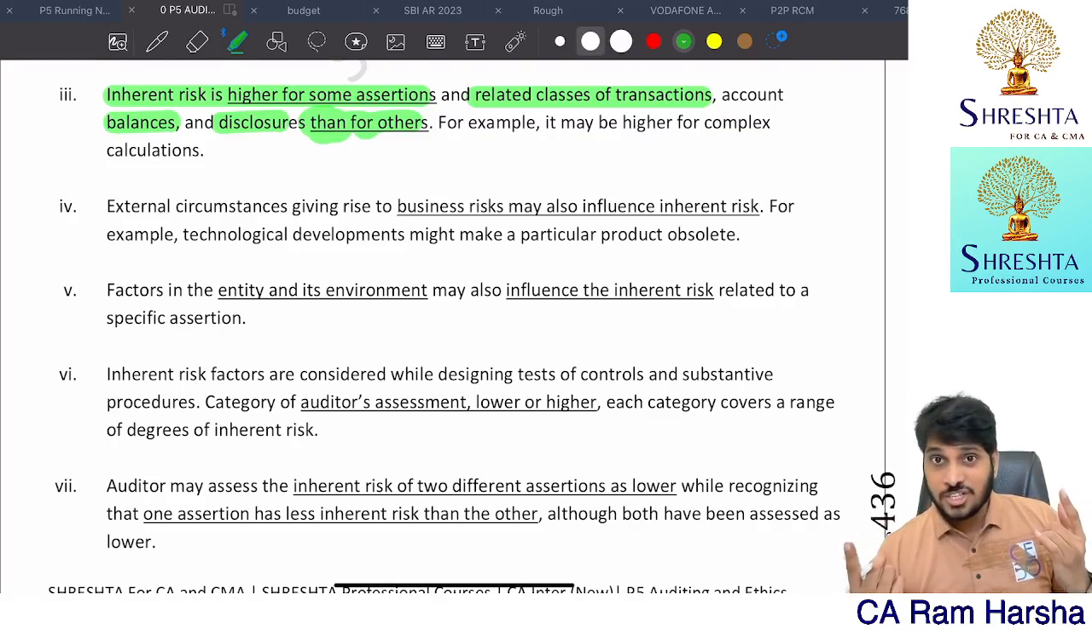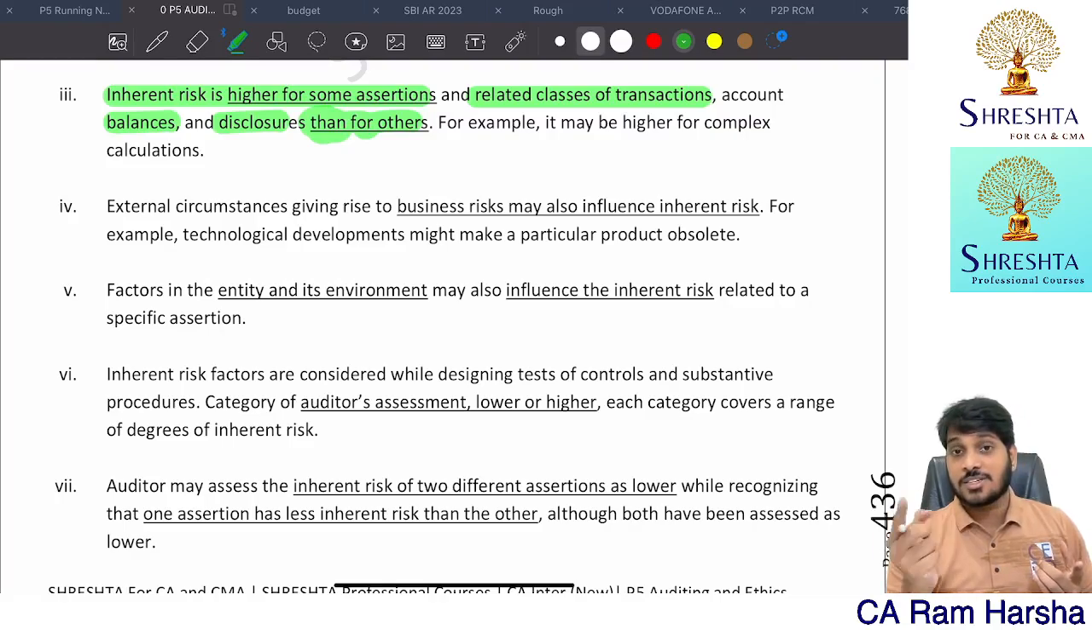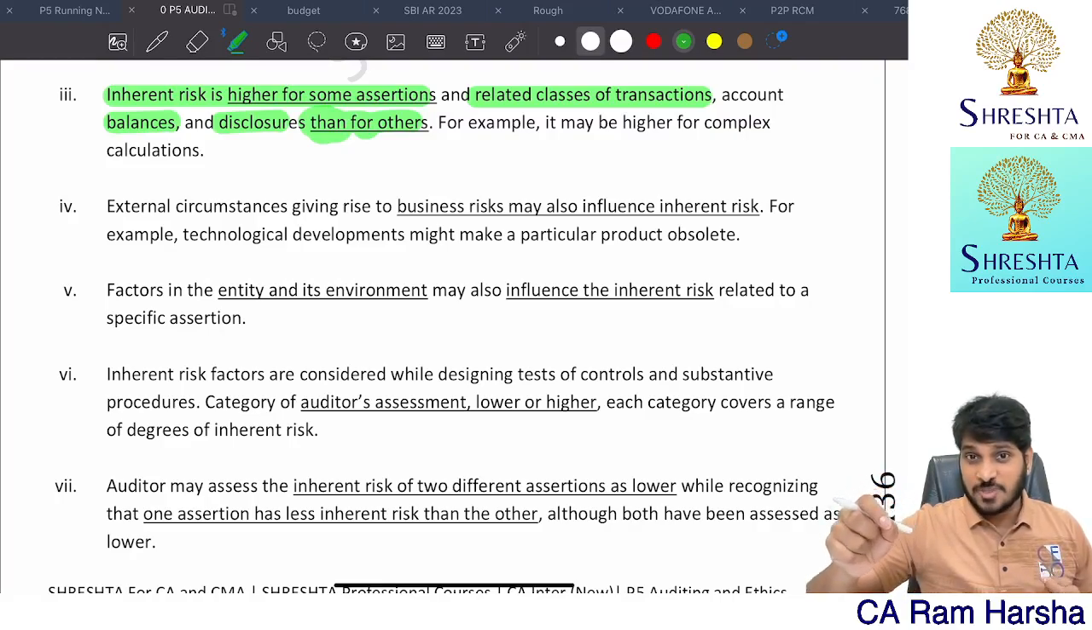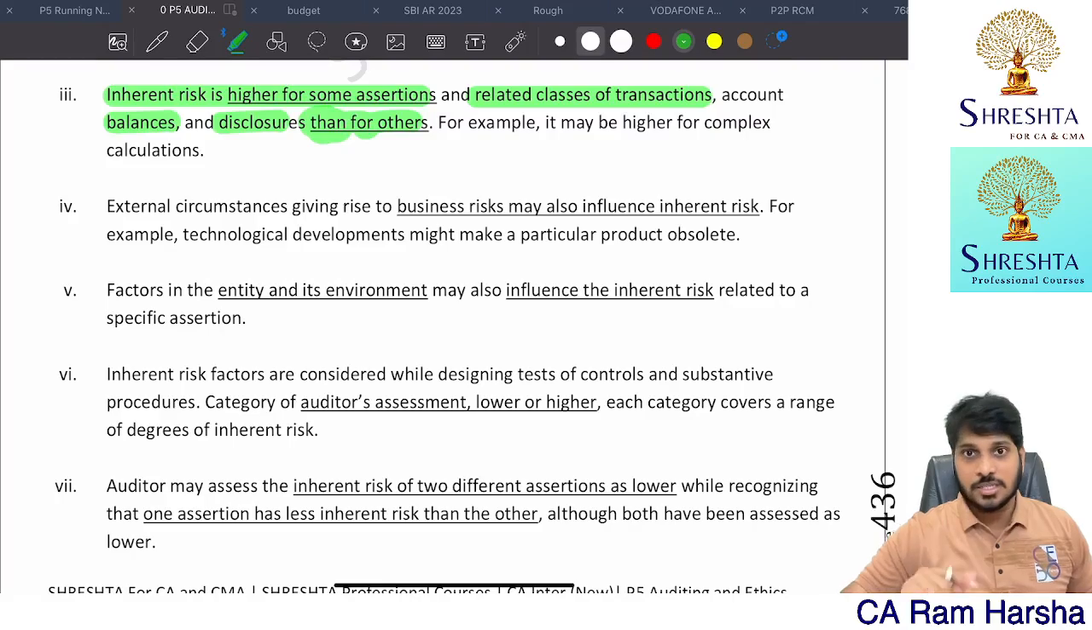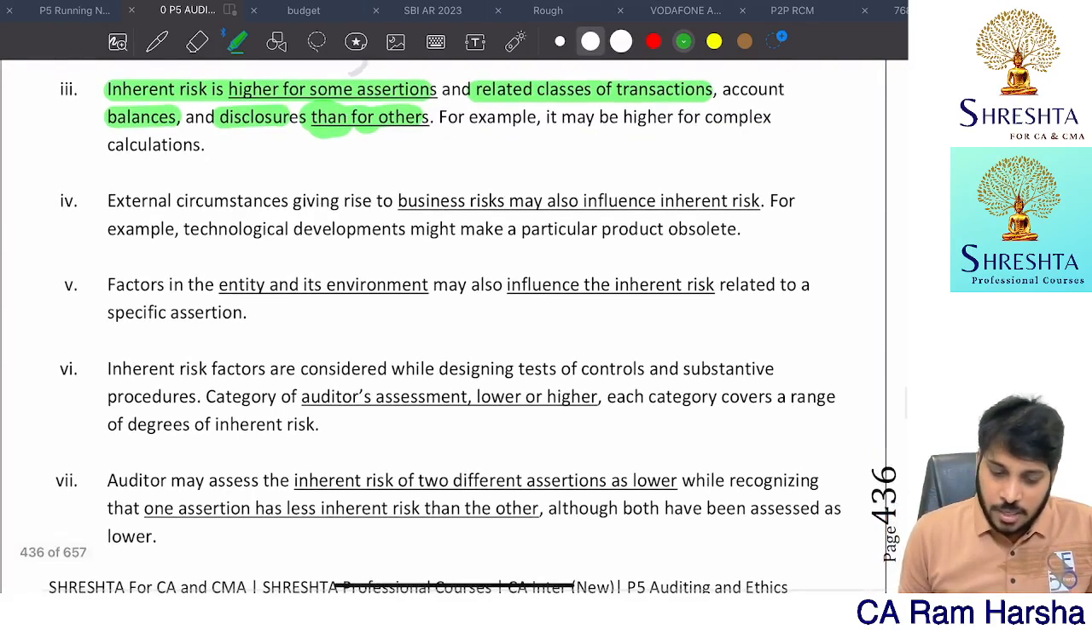But when I went to wages, how much is actually paid to daily wage laborers, how much the company has to pay, how much they are paying, and how much they are accounting, there is a high assertion risk here. Yes or no? Here, the occurrence-related assertion for employee benefit expenditure is very high, whereas the existence-related assertion for inventory, the risk is very low. Getting it? Now, for example, it may be higher for complex calculations.